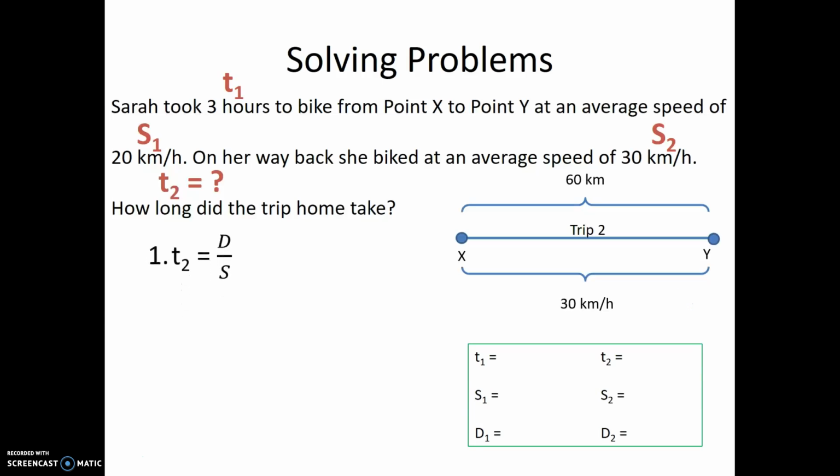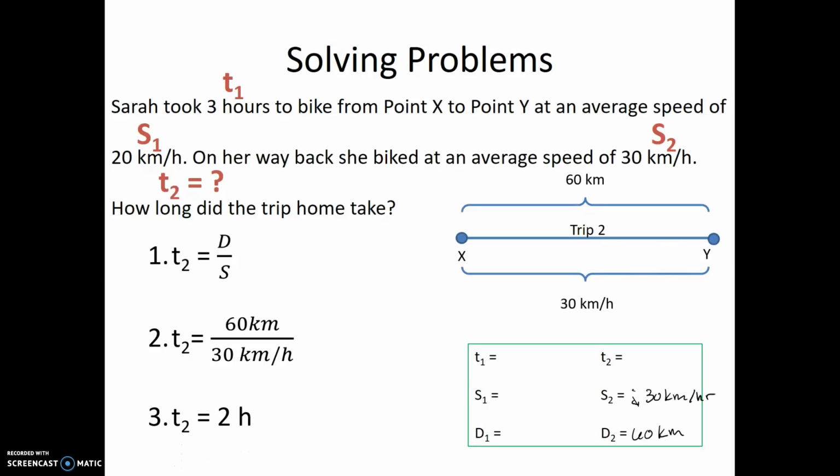So let's use our time formula. Our T2 we don't know yet, but we do know our speed 2. It's 30. Oh, my pen's not working here. But you guys should write that over here in your chart. 30 kilometers per hour. And so we're going to use the same distance. She didn't travel any farther on the way home, so it's still 60 kilometers. So we plug those in, and it's going to take her 2 hours to get home.